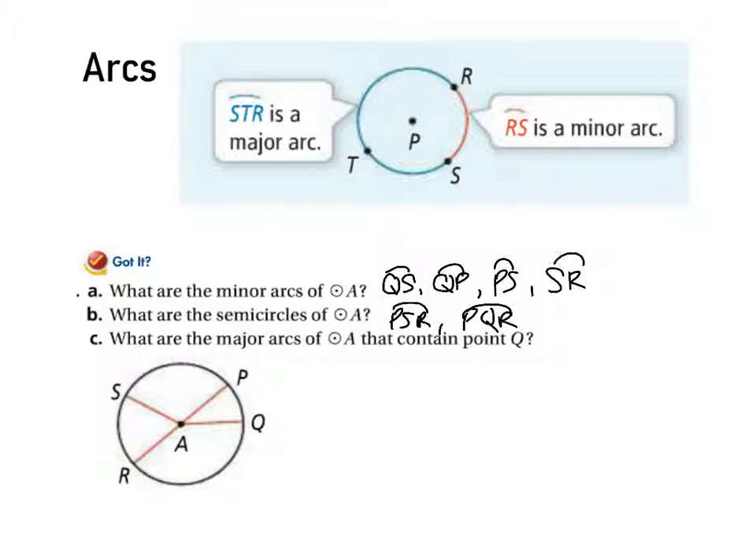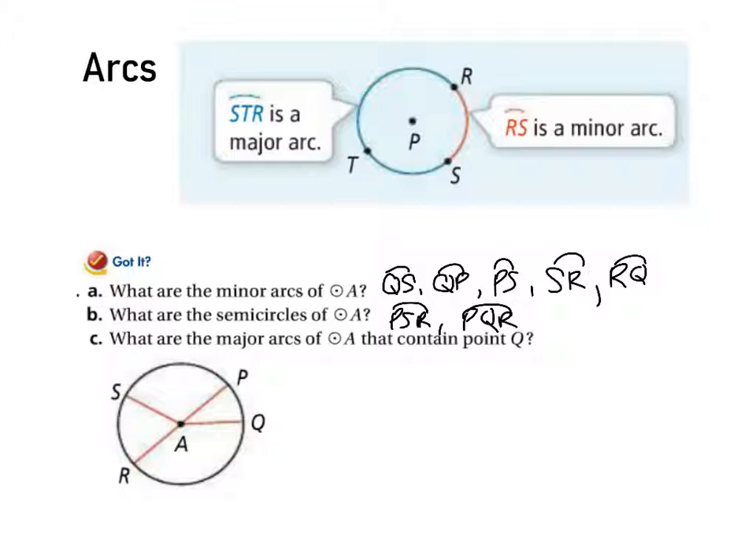So we call that arc SR. It's the same as arc RS. I don't need to write it twice. And then I have also arc RQ. Those are all my minor arcs. Then I got my semicircles, and then it says major arcs that contain point Q.